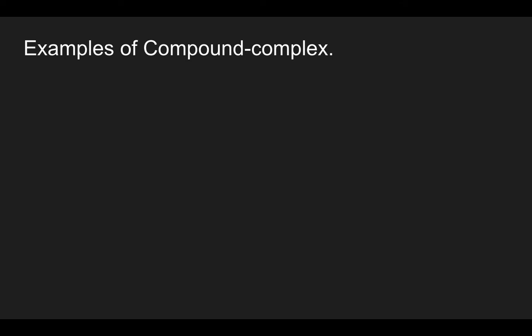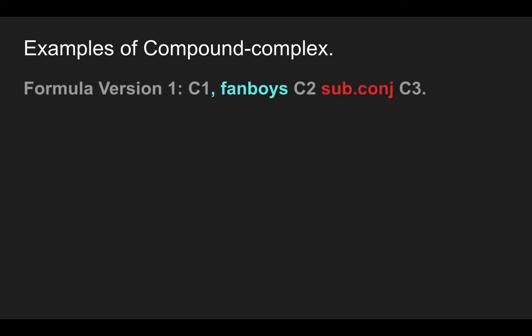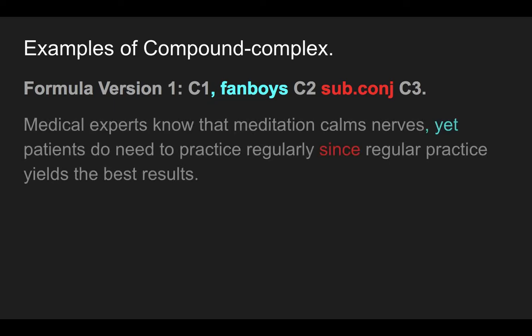Okay, so let's take a look at a few examples of these 2 types of compound complex or complex compound sentences. So here's for that first formula where we have the compound idea first. Notice the comma and fanboys are going to be highlighted in blue, and the subordinate conjunction that's starting that secondary clause, or the less important clause, will come in red. So medical experts know that meditation calms the nerves, comma, yet patients do need to practice regularly since regular practice yields the best results.